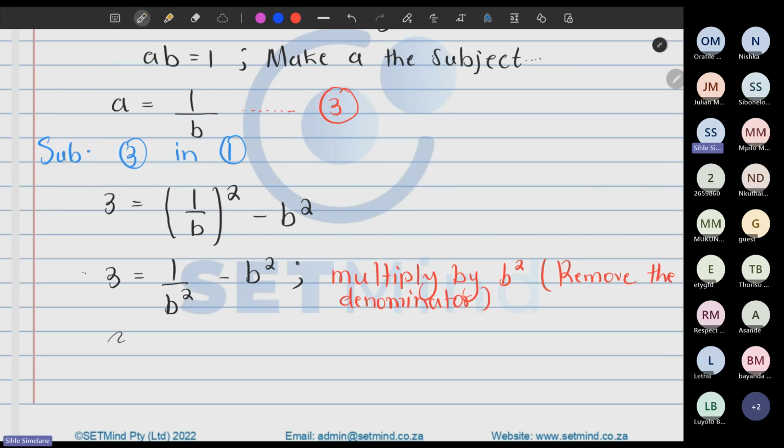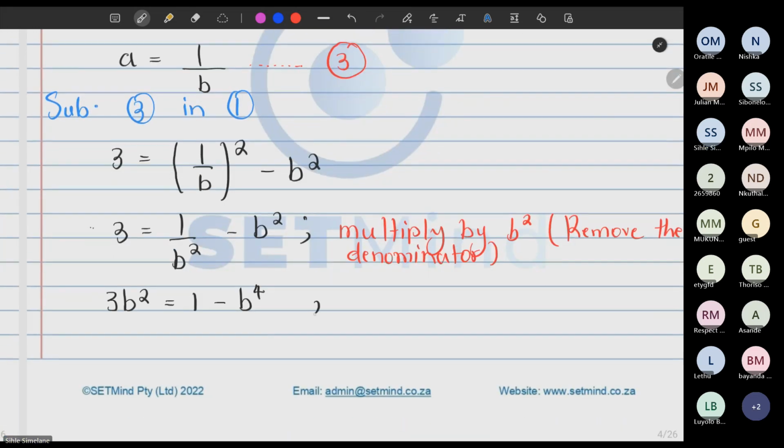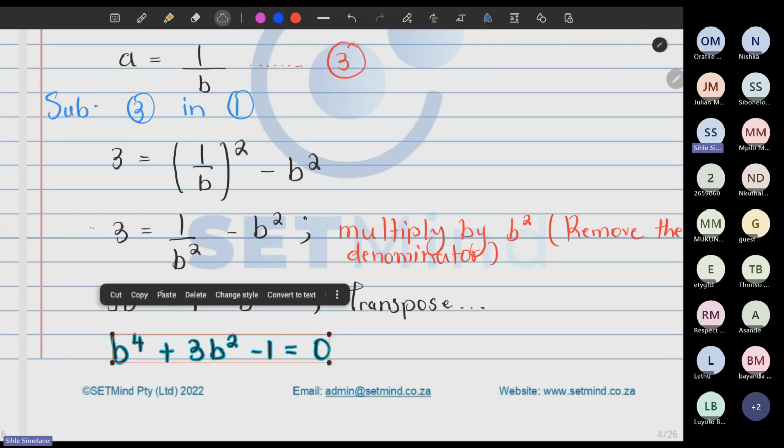So if we multiply by b squared, on the left-hand side you'll have 3b squared. On the right, the b squared cancels, leaving 1, and then we'll have b squared times b squared, which is b to the 4. Then let's transpose and write this in a form which looks better. So we will have b to the 4 plus 3b squared minus 1 equals 0. So now we need to work on finding what b is here. Let's go to the next page with this equation and see what we will find.